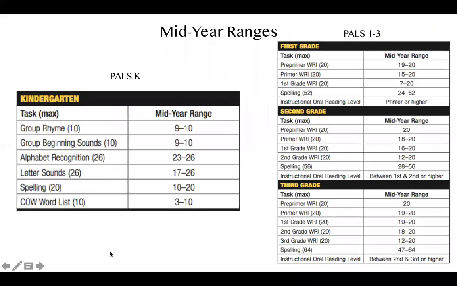Okay, so let's move on here. You can see in this slide, I just wanted to give you a look at the ranges. Hopefully you're familiar with them. If not, they can be found in the News You Can Use, which is on the login page in the helpful links section. They're also on your resources tab within your PALS account under administering PALS in both the 1 through 3 and the kindergarten sections. So you can find them there.